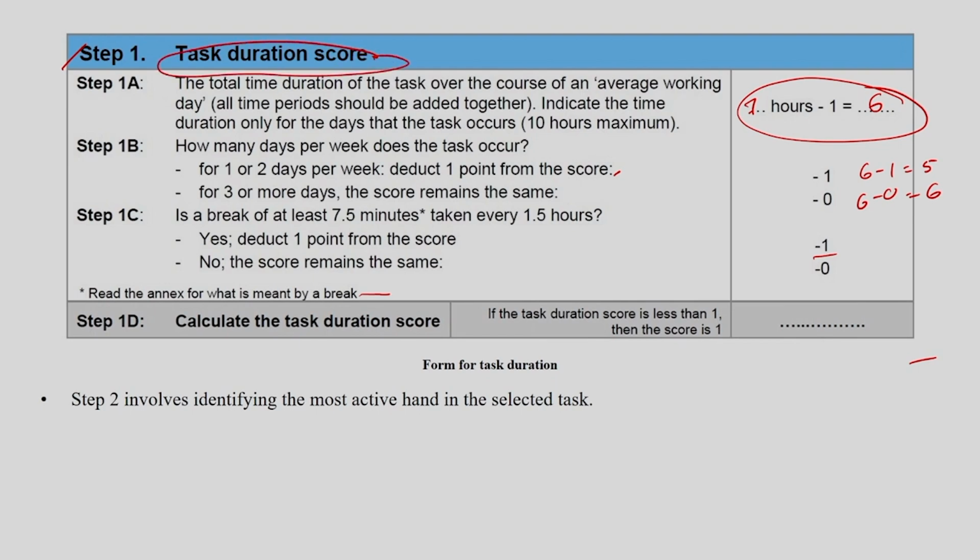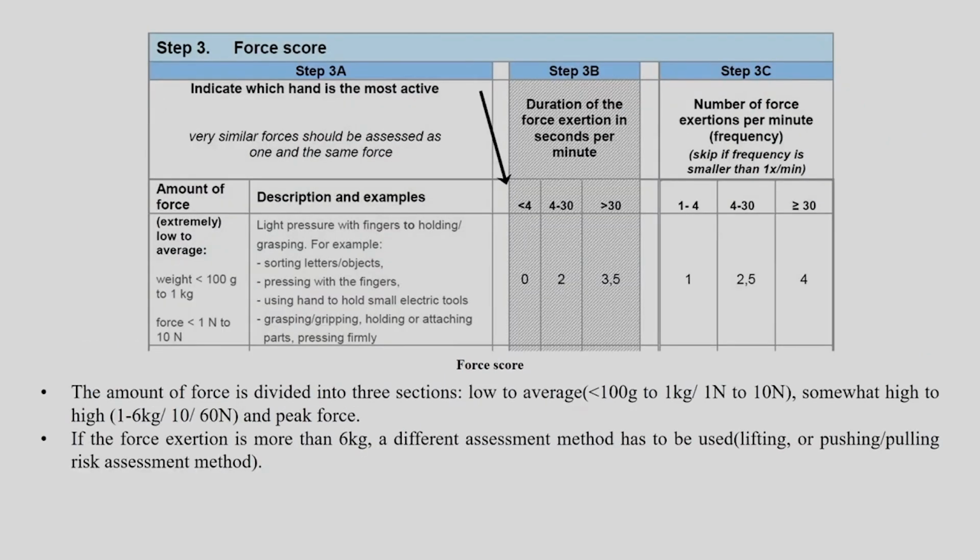Fine. Next, step 2 involves identifying the most active hand in the selected task. Either it will be left or right. So you need to identify which hand is mostly active. The next step is the force calculation, that is the force score. It indicates which hand is the most active. In step 2 you identified, for example, that your dominating hand is the right hand. So here we will be going for the right hand.